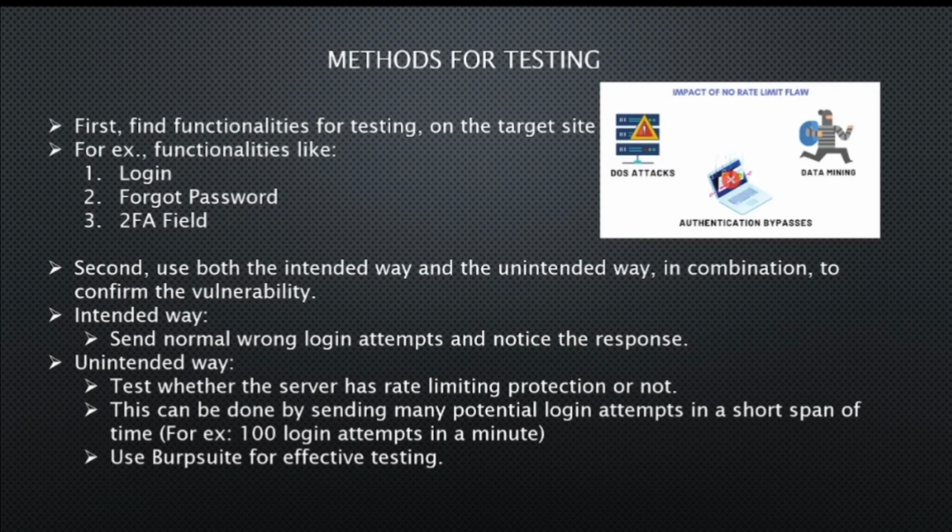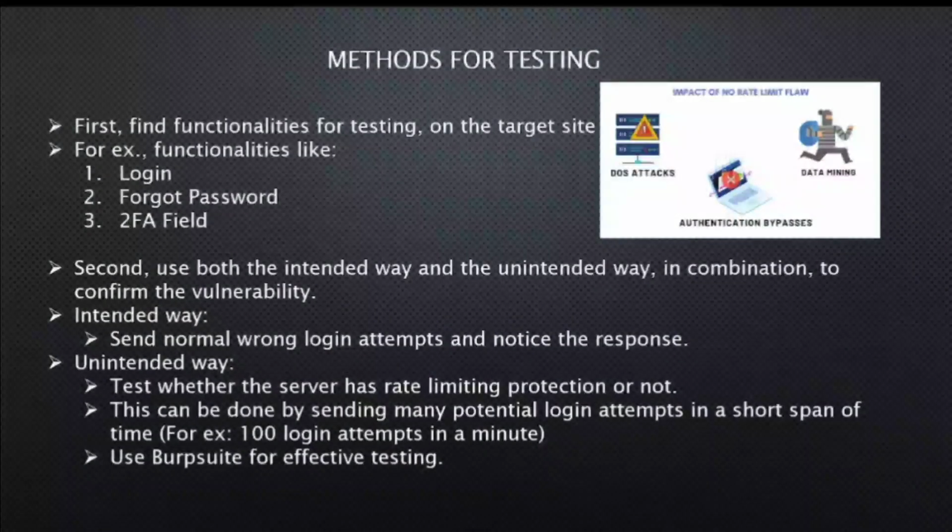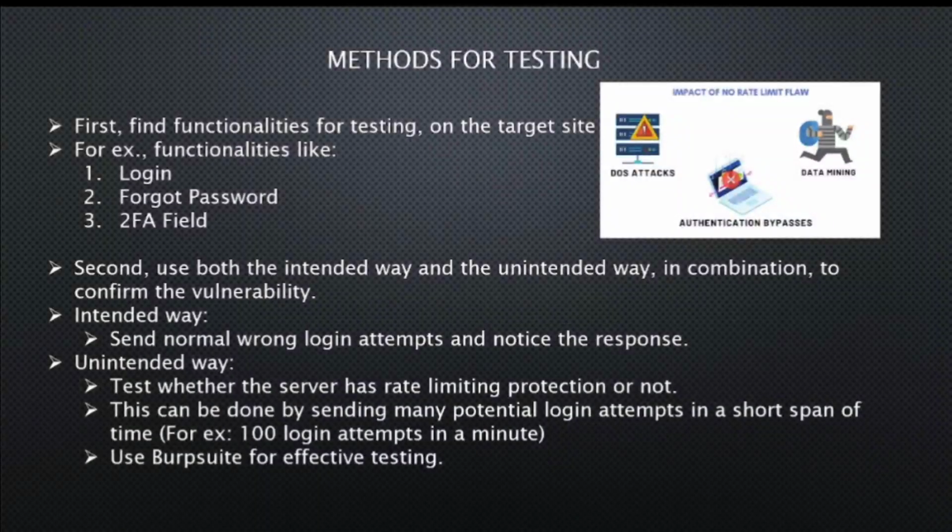The unintended way is to test whether the server has rate limiting protection or not. This can be done by sending many potential login attempts in a short span of time. For example, 100 login attempts in a minute. Use Burp Suite for effective testing. So the intended way is giving wrong attempts and noticing the response, whether or not you are being rate limited for those wrong responses. The unintended way is you are literally trying to brute force it.